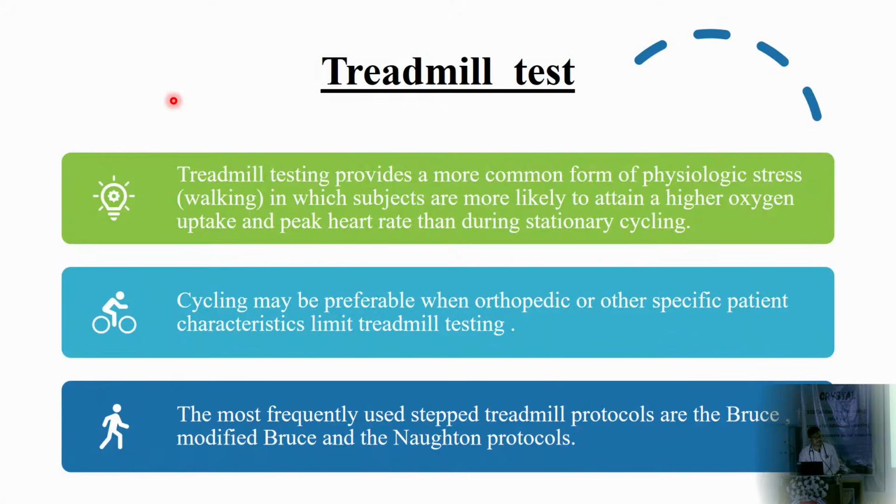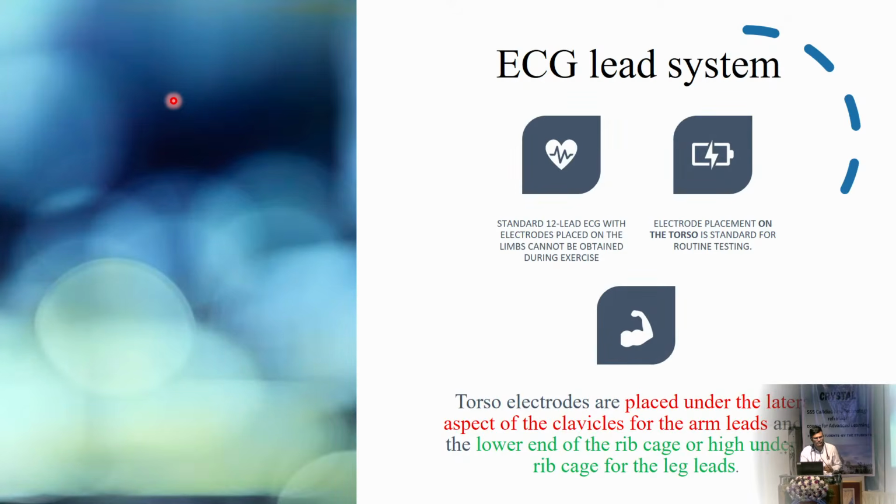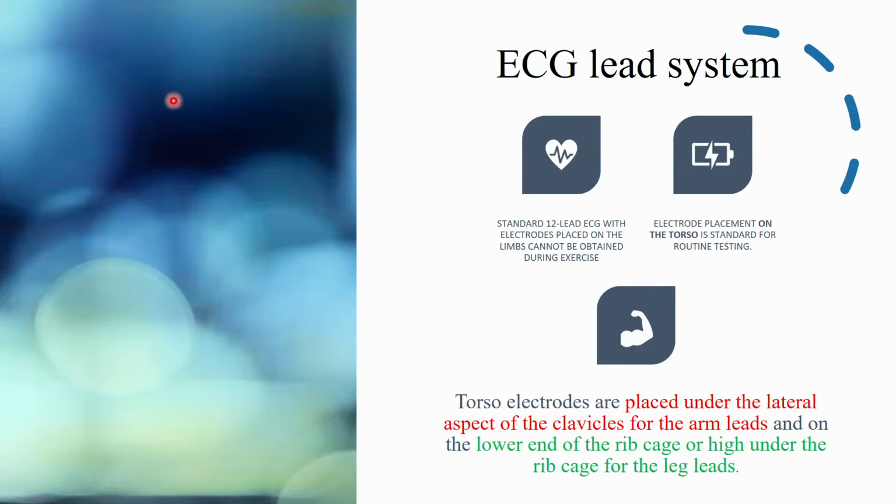Among these, if you ask me which is better, walking or running treadmill test is more physiological compared to other forms of testing. Cycling may be preferable when orthopedic or other specific patient characteristics limit treadmill testing. There are various protocols, as the patient should achieve a proper heart rate and proper limits for us to say the patient has completed the test successfully. So we have various protocols for that.